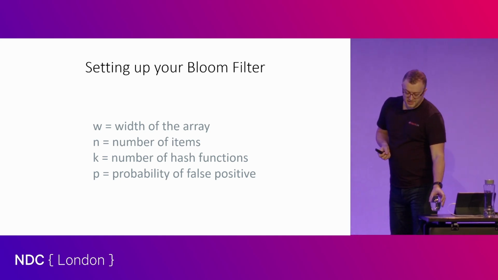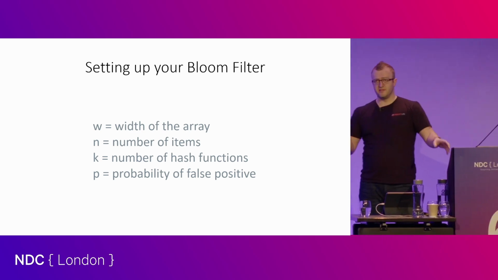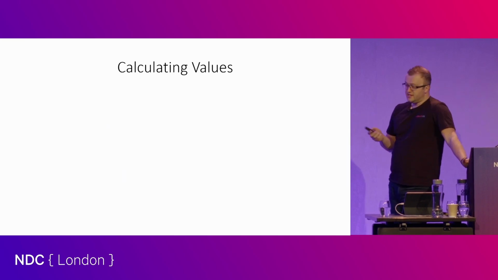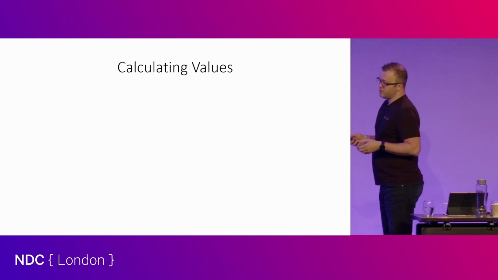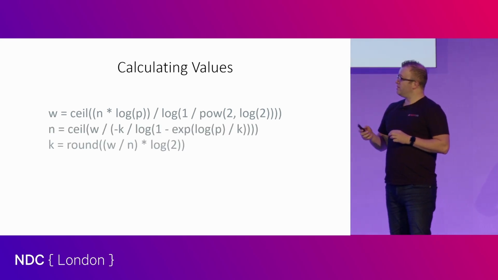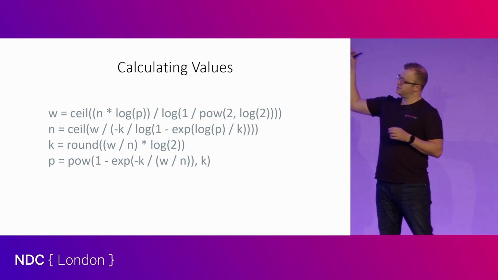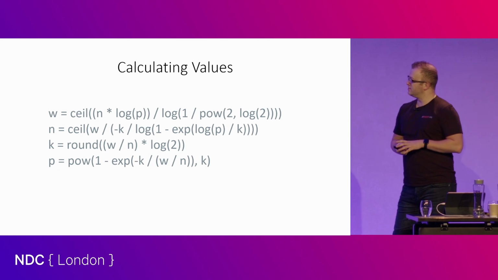Now, it's relatively easy to calculate these values. You can think of it like you get to pick two, and then the other ones are derived for you. So for us, we needed to get some idea of how many items we are ever going to insert. This was a particularly difficult one for us. But whichever one you pick, whichever item you want to control here, you simply calculate the others. Now, there are Bloom filter calculators online. You don't need to learn any of this.